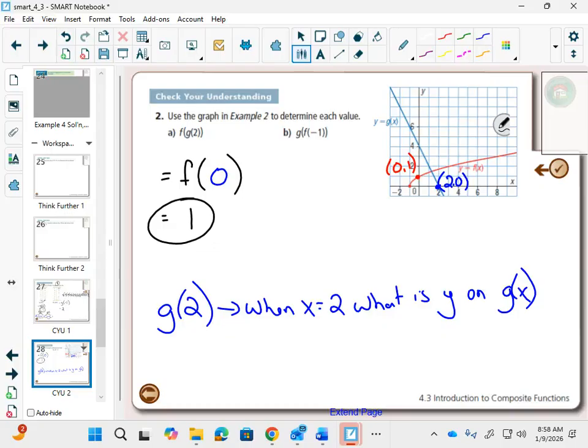And g of f of negative 1. So now, first of all, I'm going to put negative 1 into f and find its y coordinate. Well, that's right here. I have the point (-1, 0). So this becomes g of 0. And now I'm plugging 0 as my x coordinate into g of x, and I look on my graph, and on g of x I have (0, 4), so this is equal to 4.